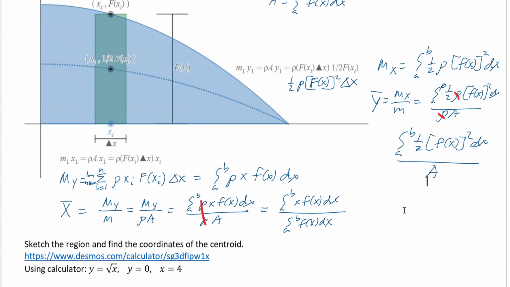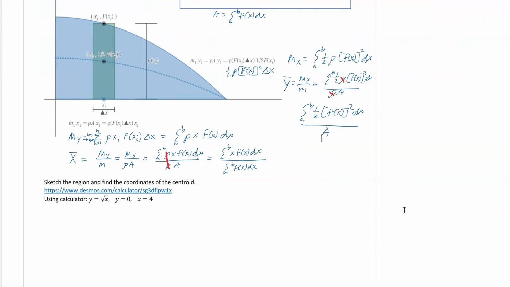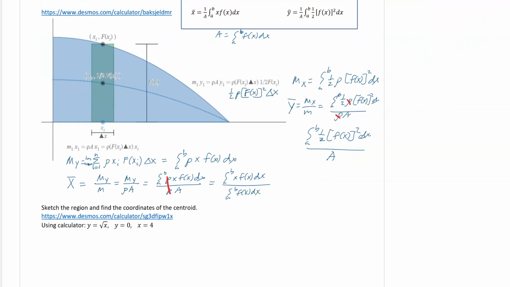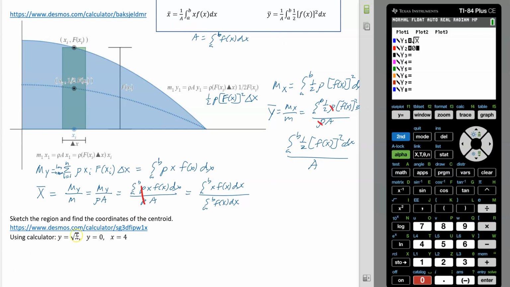All right, so let's try one. First we're going to sketch the region of this. We're going to use a calculator to do it, just to get our region, and then we're going to calculate everything else with the calculator as well. So I plugged in my y equals square root of x and my x equals 0, and I'm hitting zoom 0.